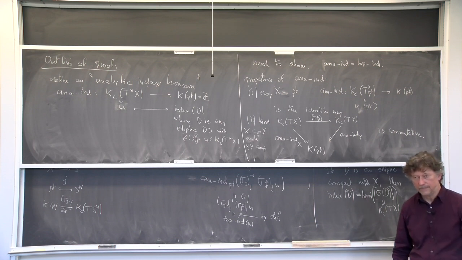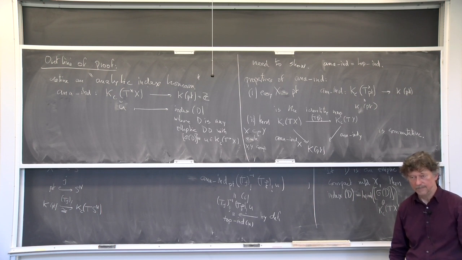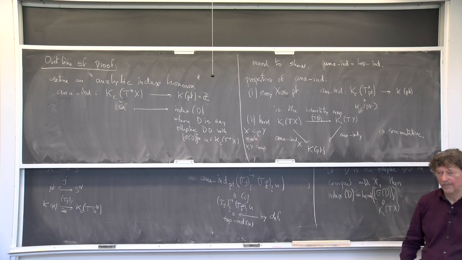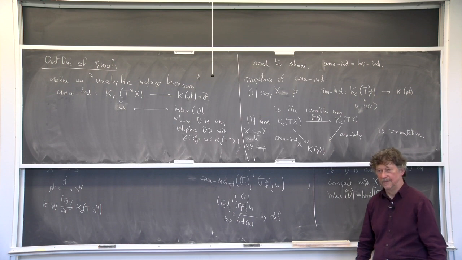The definition of the topological index reminds me of the Pontryagin-Thom construction. If you replaced K-theory with bordism, it looks like you get a map from the bordism theory of a manifold into the bordism theory of a point.